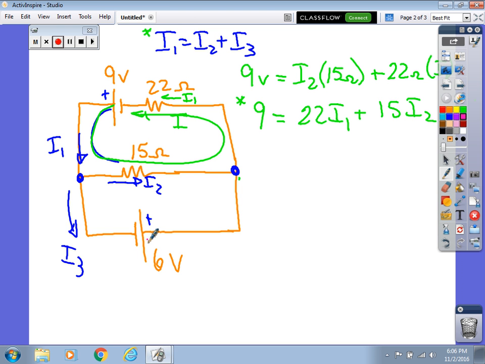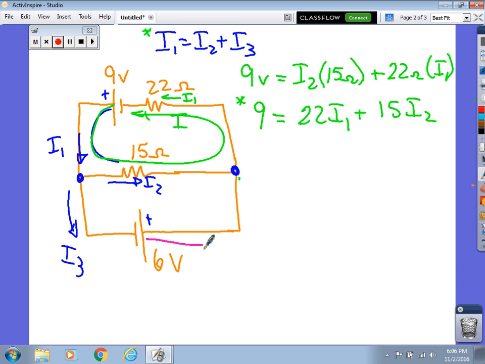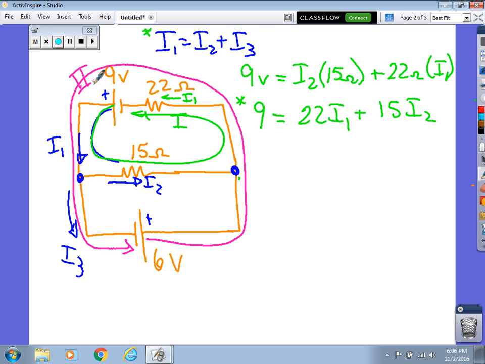Watch me. I'm going to start on the 6. I'm going to go around, and I'm just going to do the complete outside. And I'm going to call that my second loop. All right? How does that change things? Well, let's see. I've purposely chosen this to make a couple of points. So here we go. I'm going to start at my 6-volt battery. So I've got 6 volts, right? Equals to. So I start to follow this around. Coming around, okay, I've got I1 times 22 ohms.